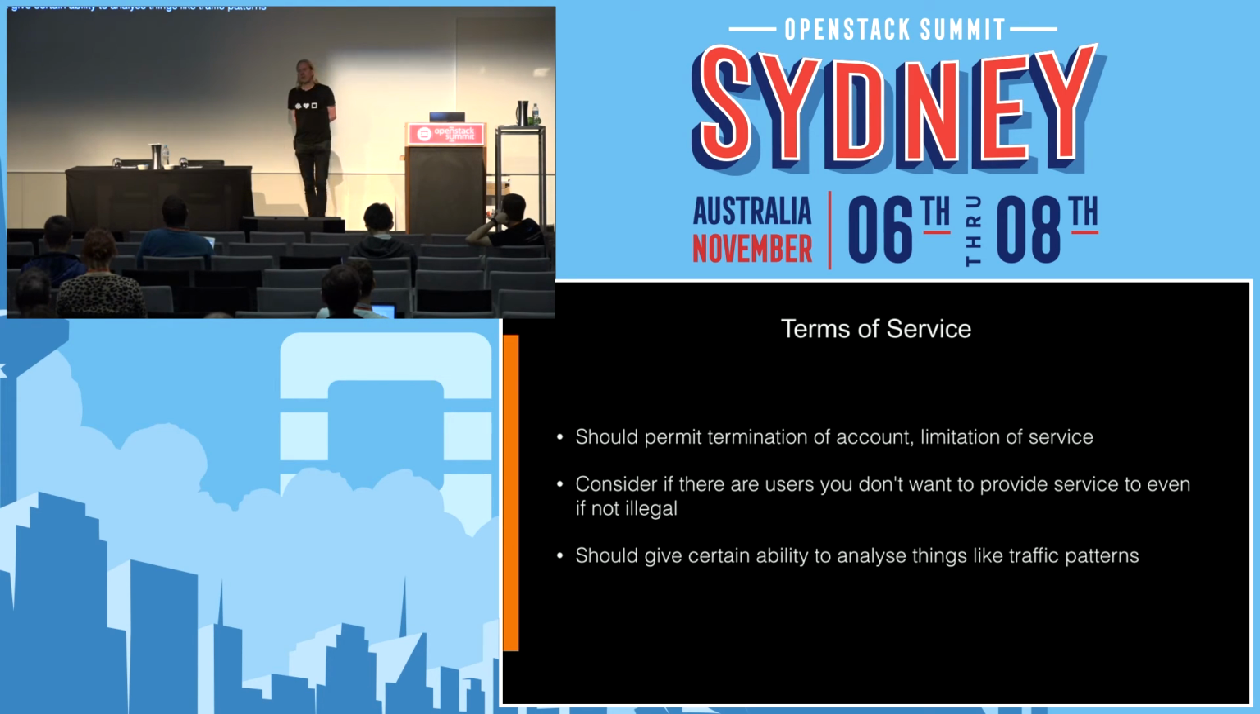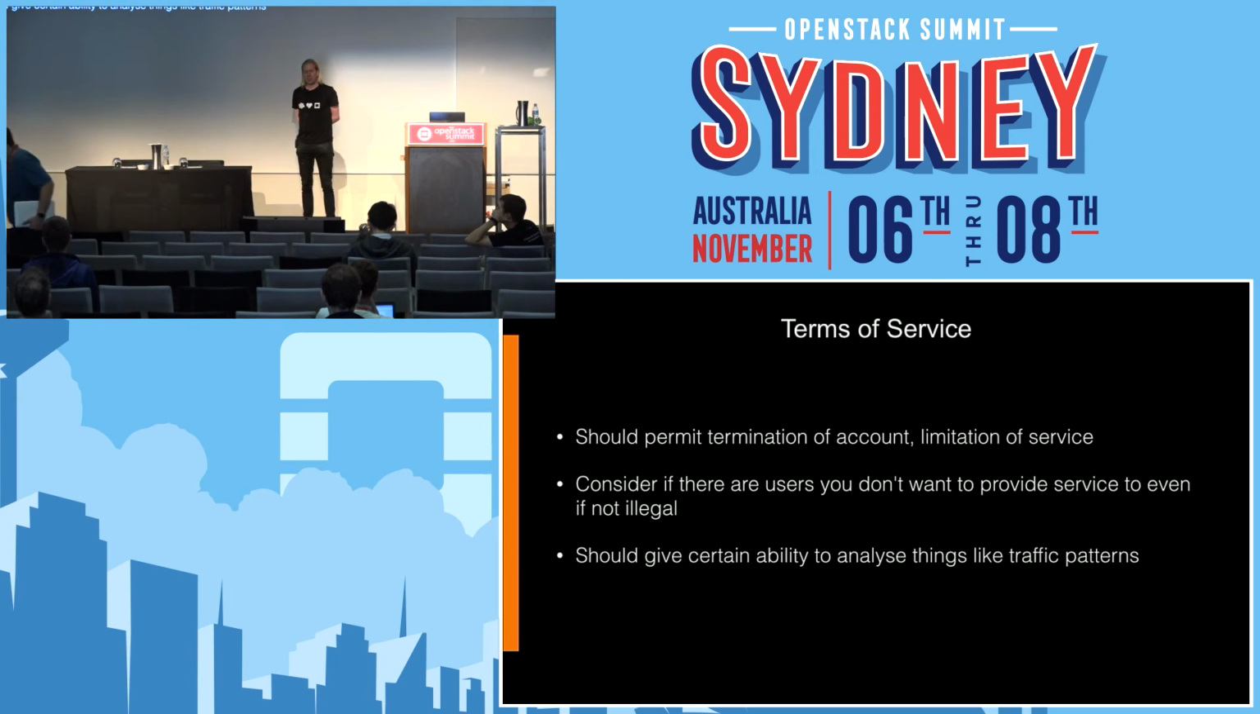Something you should really think about is the terms of service, to make sure that you can make the choices you want to, and that the customer understands what is good behavior and what is not, what's acceptable and not. It should really permit the termination of an account or a limitation of a service in case you detect some kind of malicious behavior. And that's important to have stated in the terms of service so the customer doesn't get surprised or that it affects service level agreements or something like that.